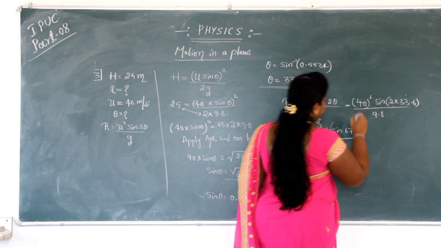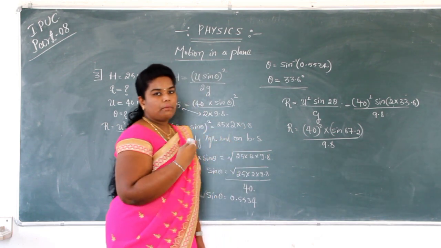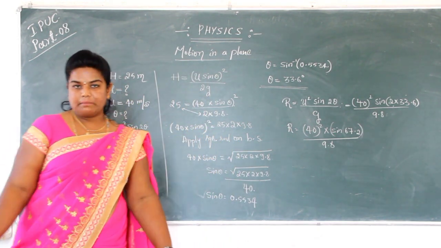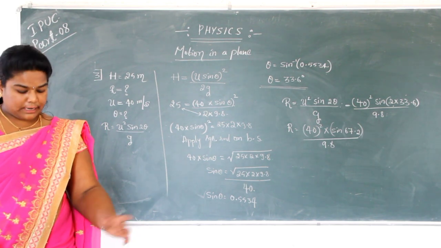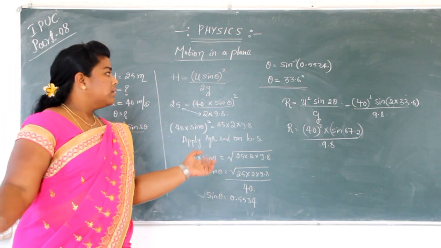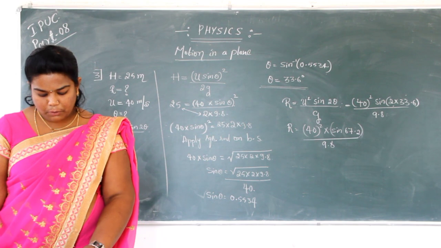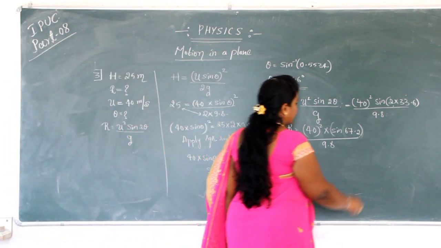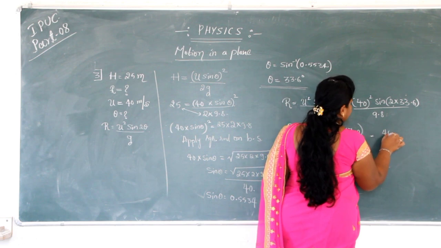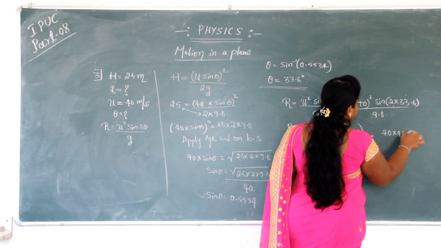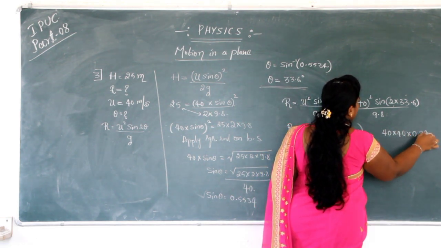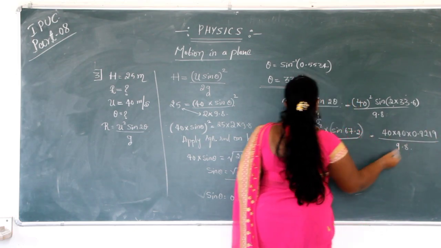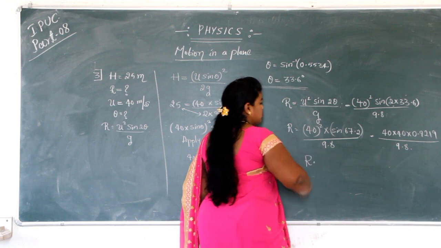The sine of 67.2 is in the trigonometric values table that I showed you. You cannot calculate it with that, so you should calculate it just by using the log book. Calculating in the log book, its value turns out to be equal to 0.9219. So 40 into 40 into 0.9219 divided by 9.8. Take your calculator for the solution.